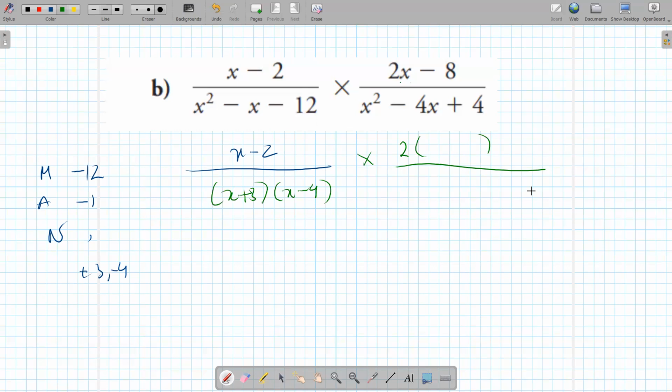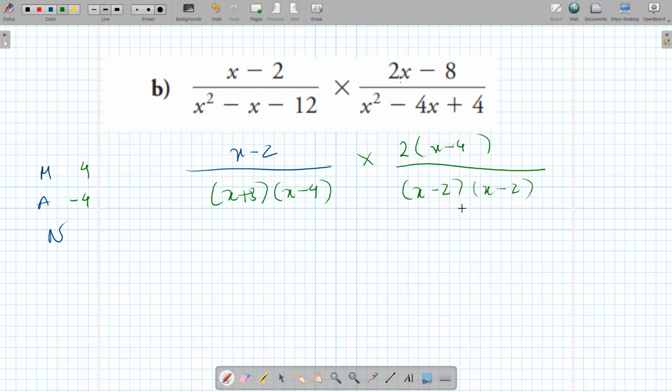X minus 4. And on the bottom, we have to use man as well. It's going to add up to... what does it multiply to? What does it add up to? It adds up to negative 4 and multiplies to 4. What are the numbers? There's only one thing that multiplies to 4: negative 2, negative 2. And then you can straight up write this as x minus 2, x minus 2, okay?